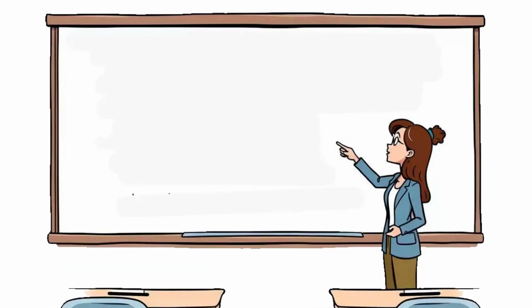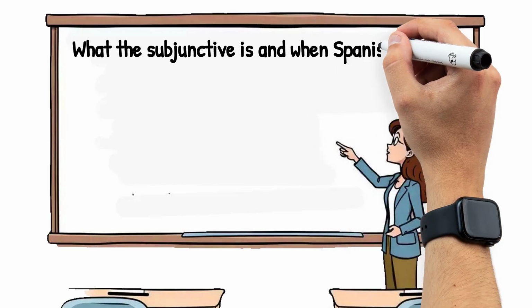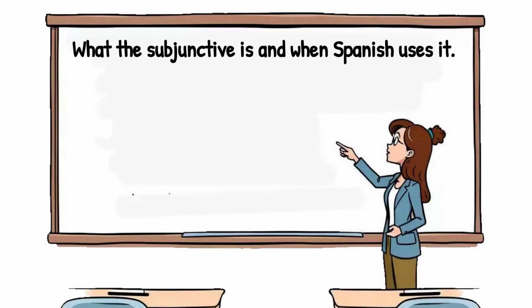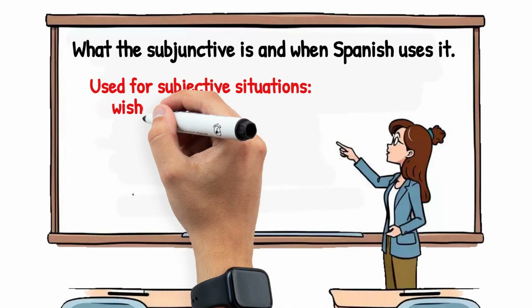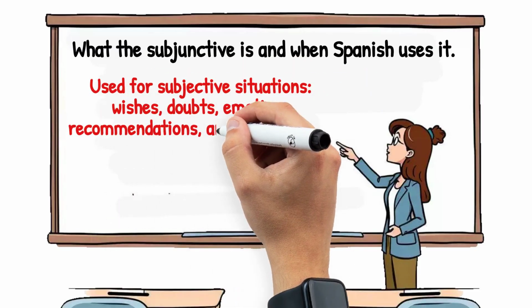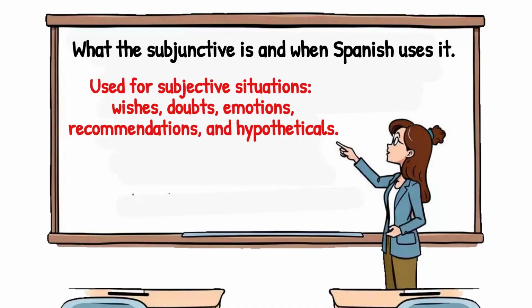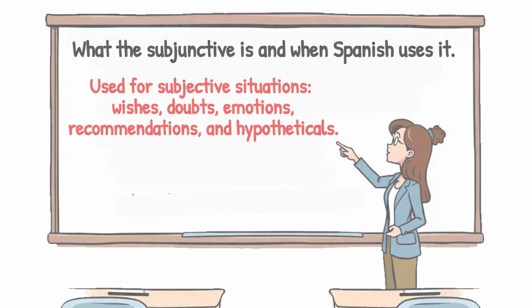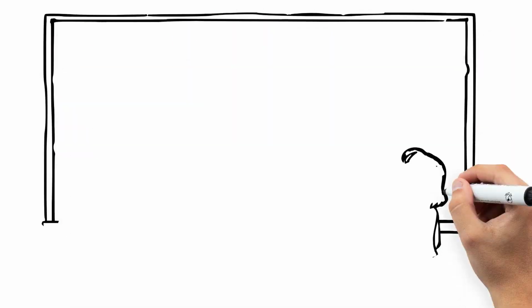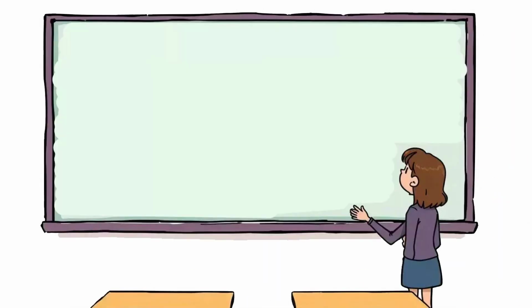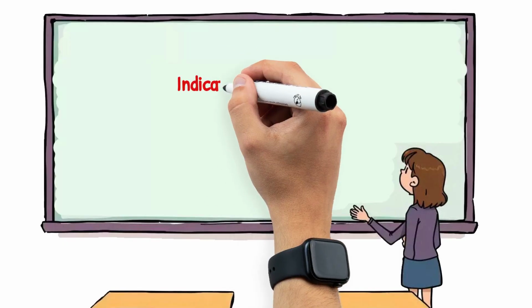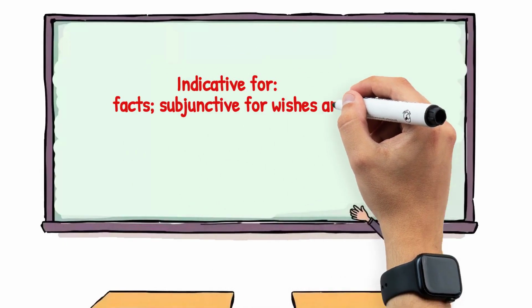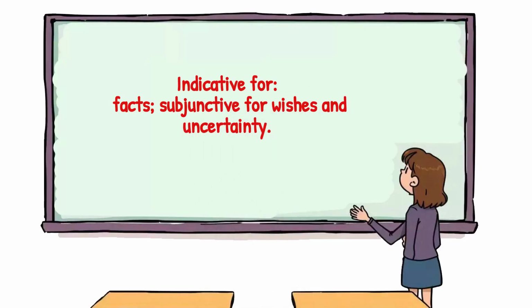In Spanish, verbs can appear in different moods. You already know the indicative mood, which is used for facts, certainties, and objective reality. The subjunctive is a different mood used for subjective situations, wishes, doubts, emotions, recommendations, and hypotheticals. Indicative: she studies every day. Fact. Subjunctive: I hope she studies every day. Wish, not a fact. The subjunctive appears in subordinate clauses after a trigger verb plus que.